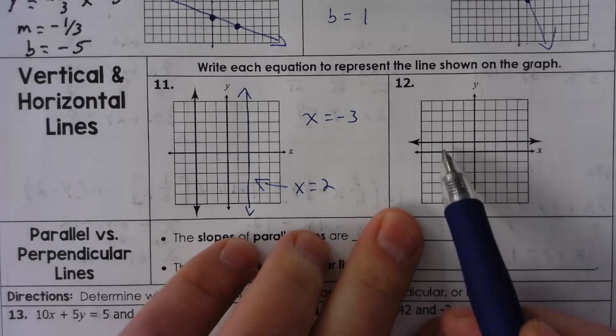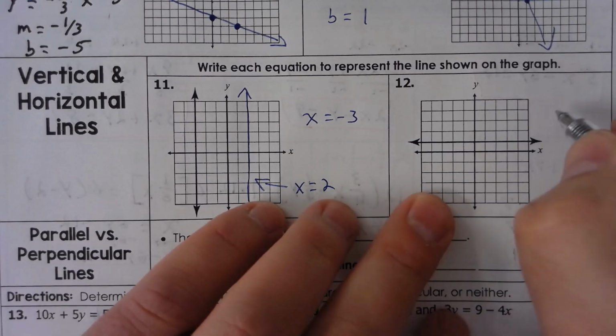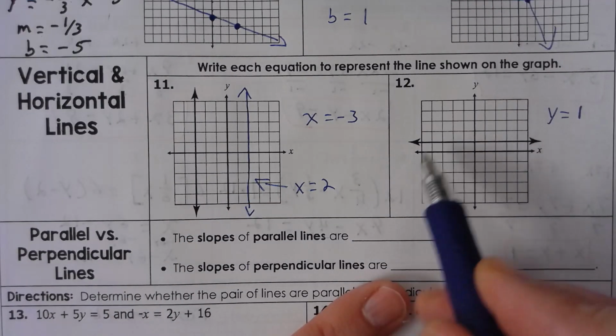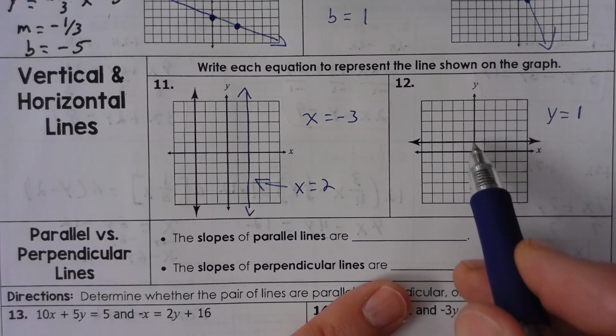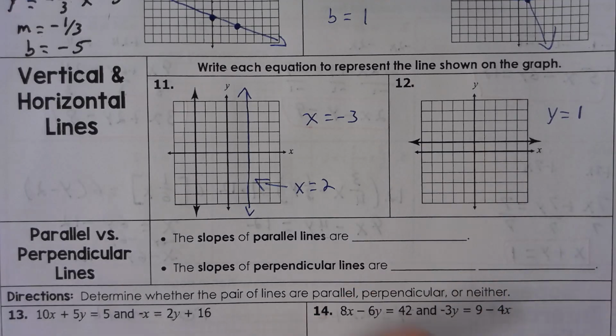Alright, so now I've got a horizontal line going this way, and it's going through 1 on the y-axis. So y is equal to 1. So remember, for a horizontal line, just tell me the number on the y-axis that this horizontal line is going through. Y equals that number.